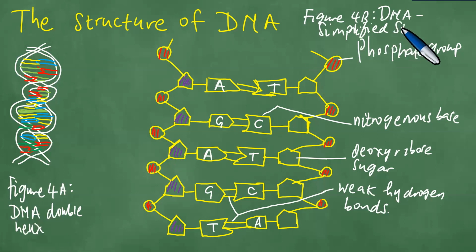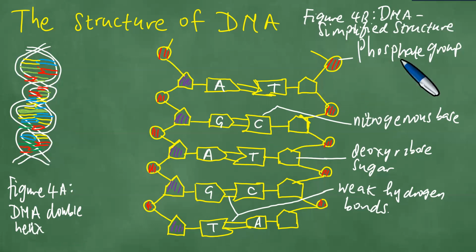DNA simplified structure. Right, in the DNA simplified, this is the DNA double helix structure. And then this one here is the phosphate group in the simplified structure. So this is the double helix structure, but now this is a structure that is simplified.